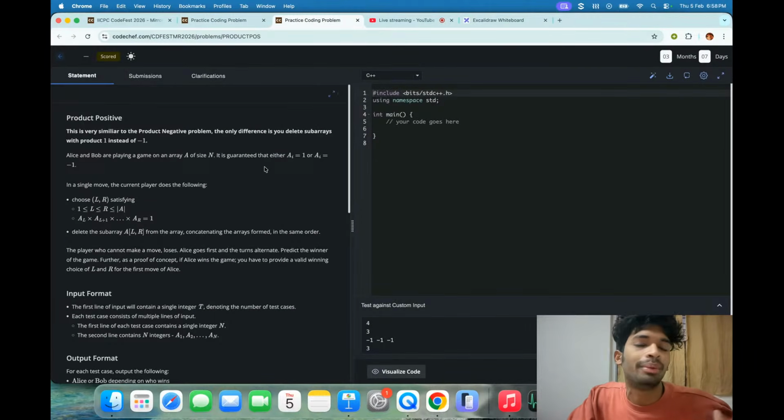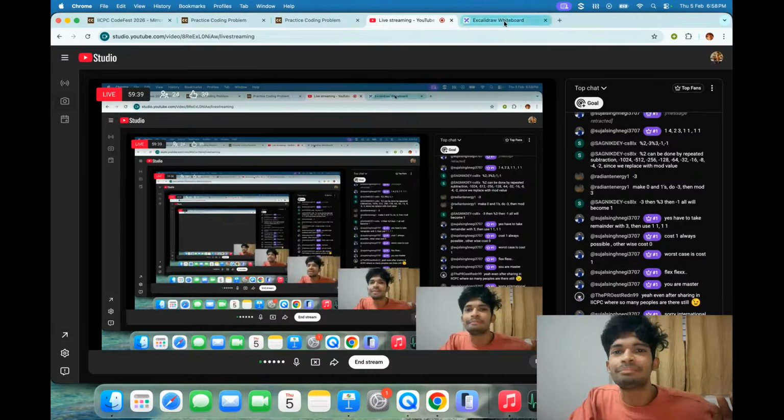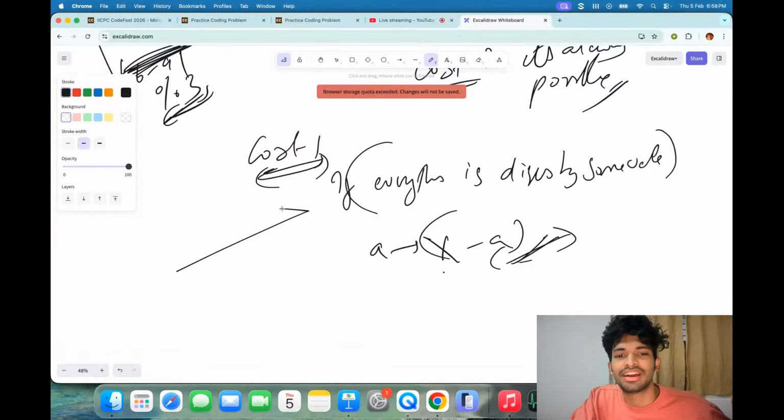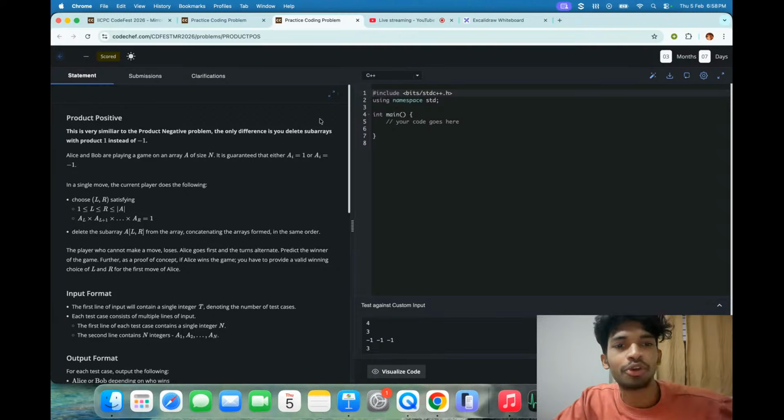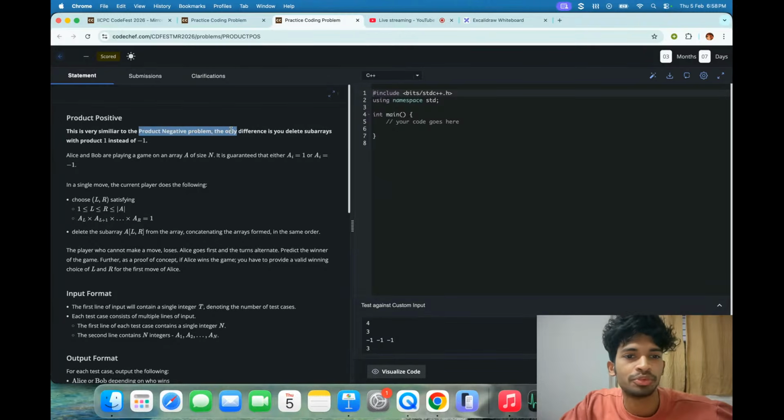I will go to the next problem, guys. I mean, it seems there is more guessing here. I cannot try to think of proofs of more things. I'll try to go to the next problem. I'll come back here. This is very similar to the product positive negative problem. The only difference is you delete subarrays with product 1 instead of minus 1.